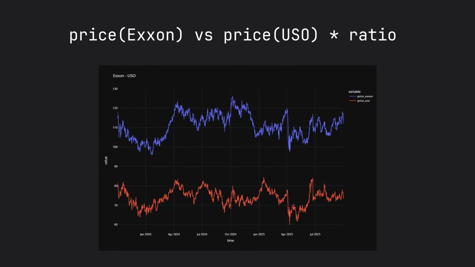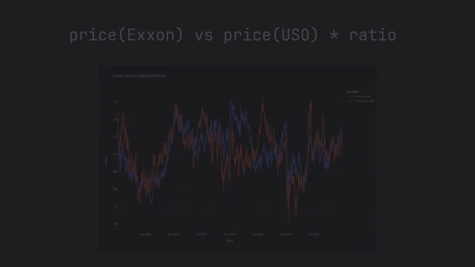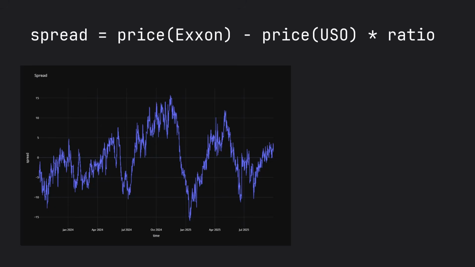This is our Exxon versus USO chart. Let's see what happens if we multiply the current USO price with the ratio 1.5. On this new chart with the USO adjusted price, we see that the prices are now nicely overlaid. If we subtract Exxon price minus the USO adjusted price, we can compute the spread between the two assets. The spread is the difference between Exxon price and USO price multiplied by the ratio.